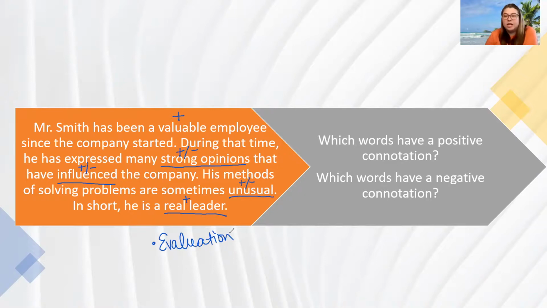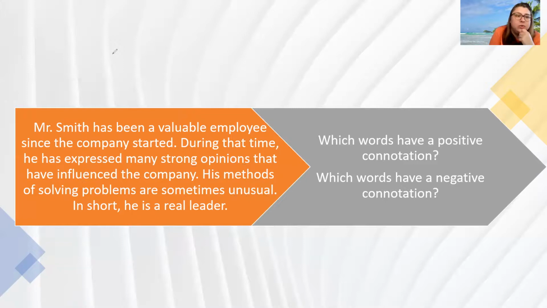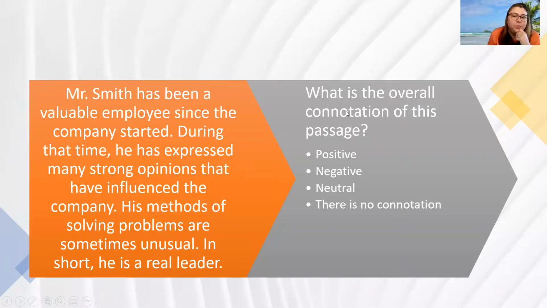Or maybe I'm writing him a letter of recommendation, something to tell information about him. In those cases, I probably want to be using these things as good things. So I think that strong opinions, influenced, and unusual are good things. I don't really see any negative things in here, just things that could be positive or neutral. So once I've kind of identified my words and how they work, they help me to answer my next question.